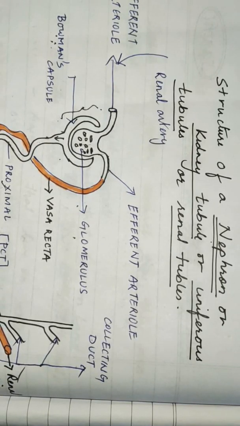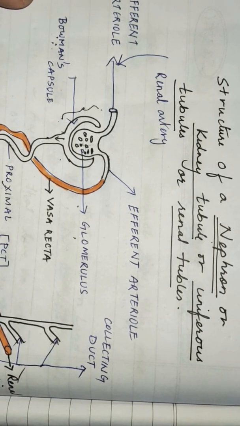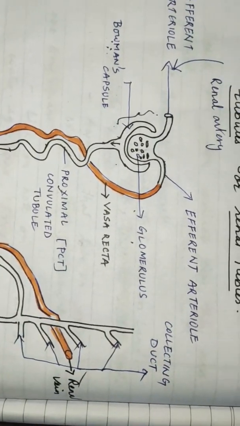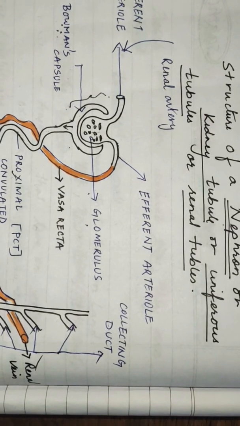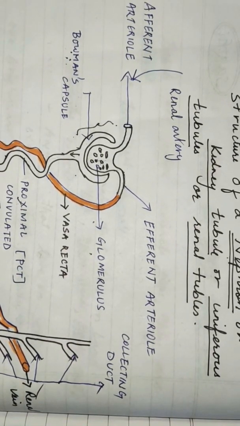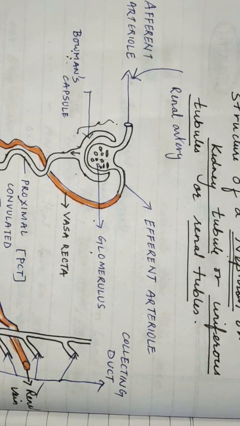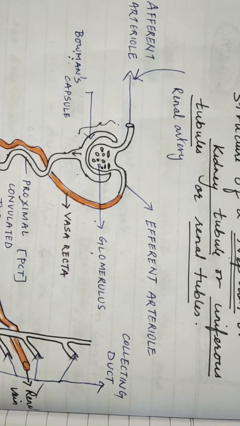Good morning, class. In the previous lesson, we learned about the structure of the nephron, the different structures. Today we are going to learn about the formation of urine. The formation of urine takes place in three stages. The first stage is known as ultrafiltration, the second is reabsorption, and the third one is tubular secretion. We are going to learn about them in detail.